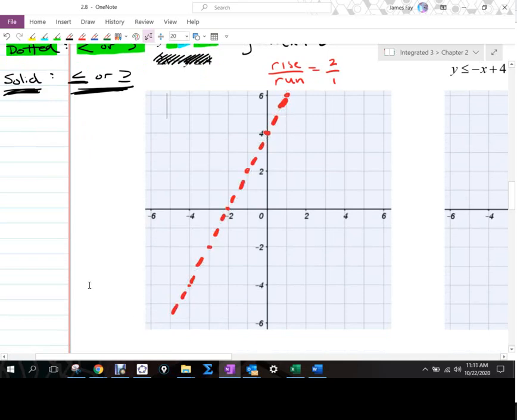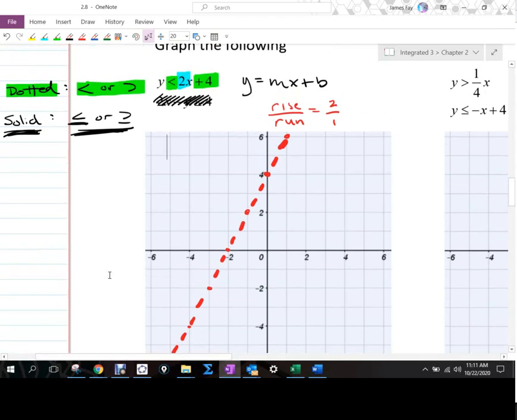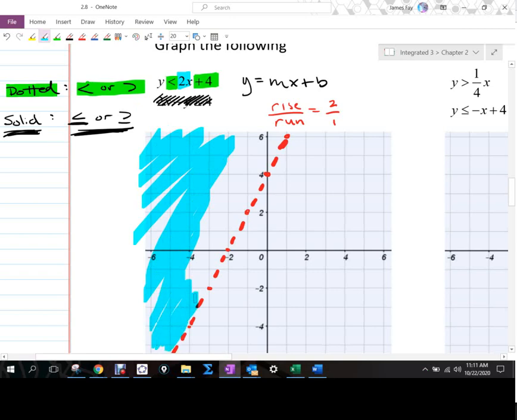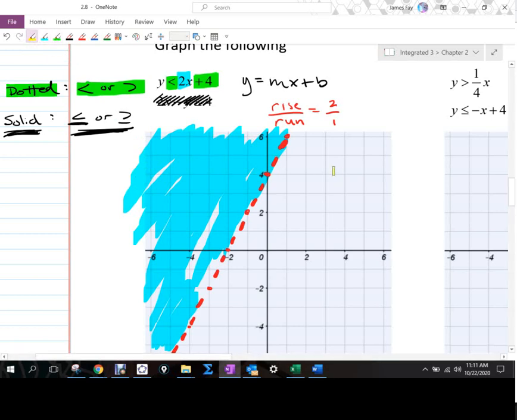So that's our dotted line. Now, when it's less than, or greater than, or less than or equal to, greater than or equal to, you have to do shading. You have to determine your infinite number of solutions. So we have less than, okay? Where should I shade? Because there's two sides of my dotted line, right? And basically what we're going to do is decide which side do I shade. Do I shade the blue or do we shade the yellow?